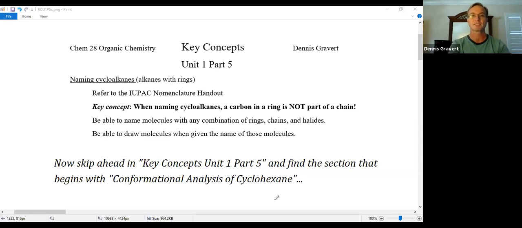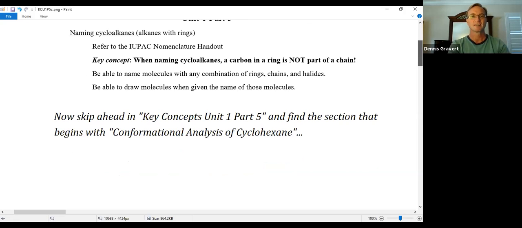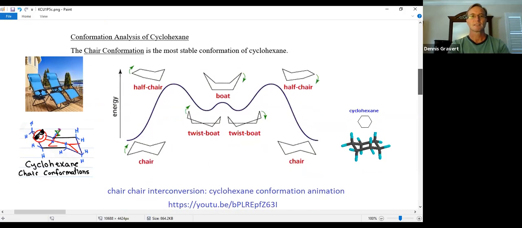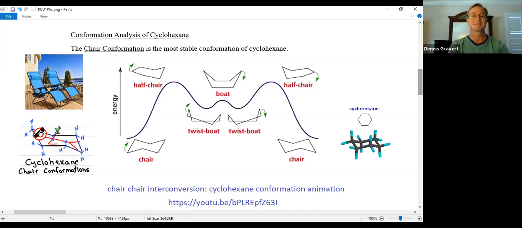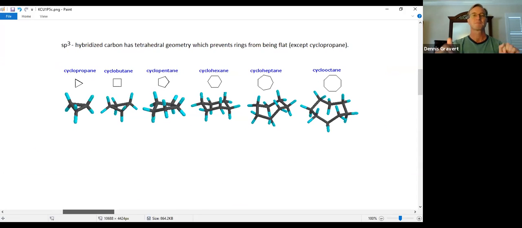So find that document on Canvas. It looks like this at the beginning where we talked about naming the cycloalkanes. And then what you want to do is just scroll down until you see conformational analysis of cyclohexane. So I cut that part out for this slide. Here we are. Okay, things are a bit busy on this page, so we're going to come back to it in a second. But that's where you want to be, conformational analysis of cyclohexane. Oops, little typo there. Should have been conformational. Okay, let's back up, get a little background real quick.